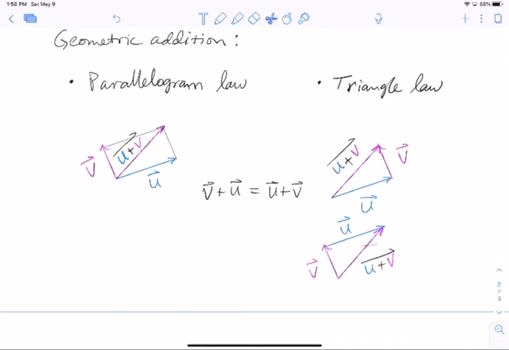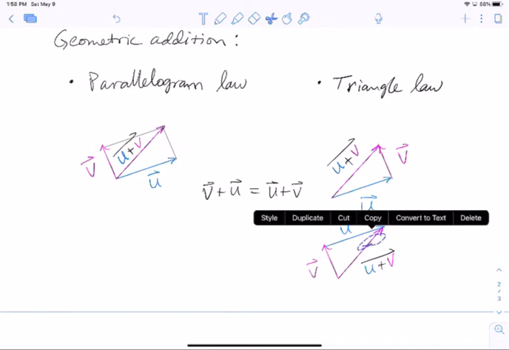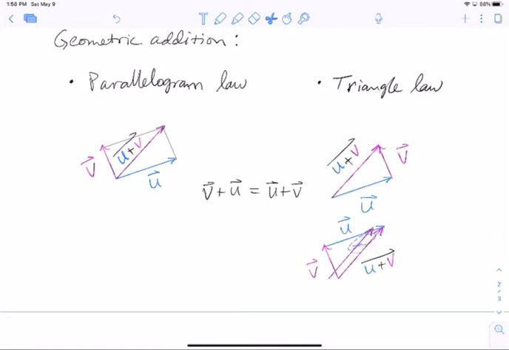And as you can see, the vector that resulted from using the triangle law is the same as the vector that results from using the parallelogram law. It shouldn't really be a surprise because they're intended to represent the same result.